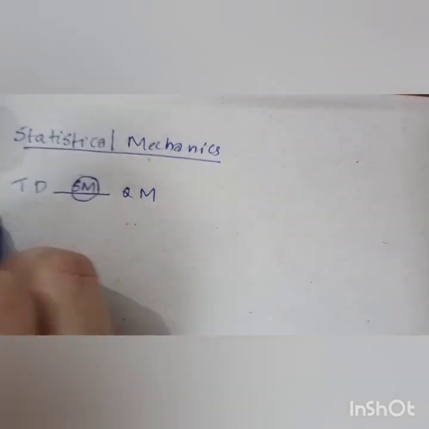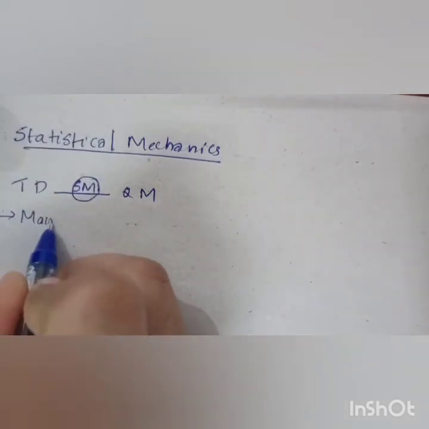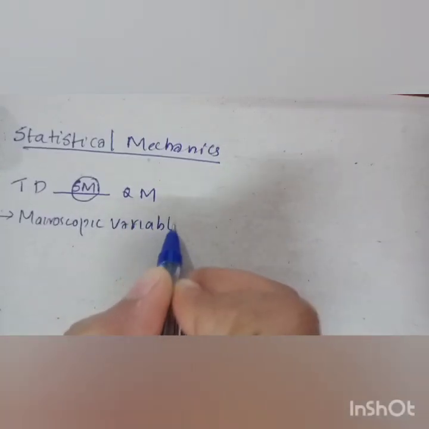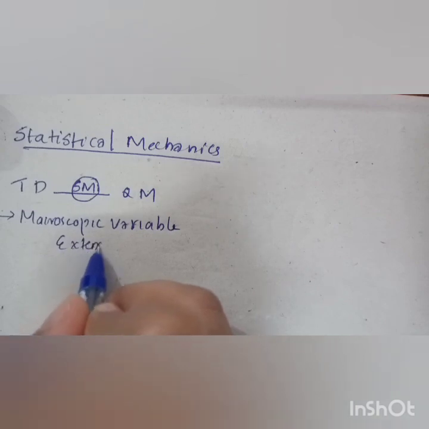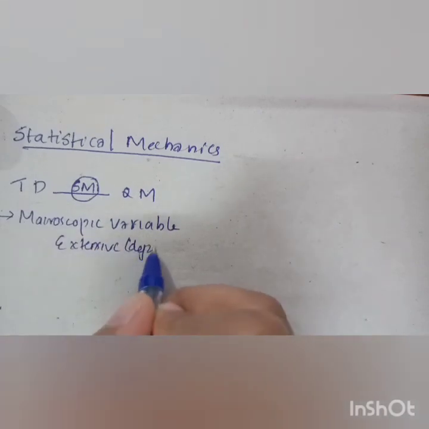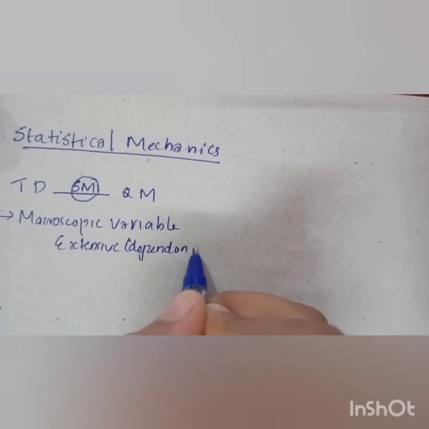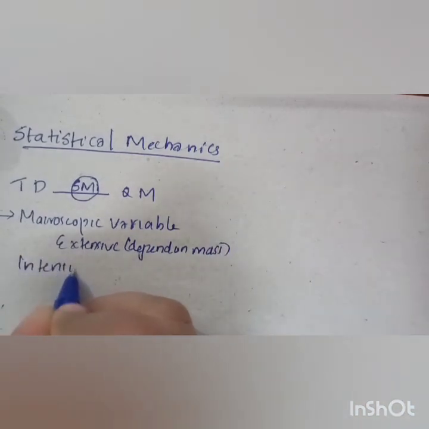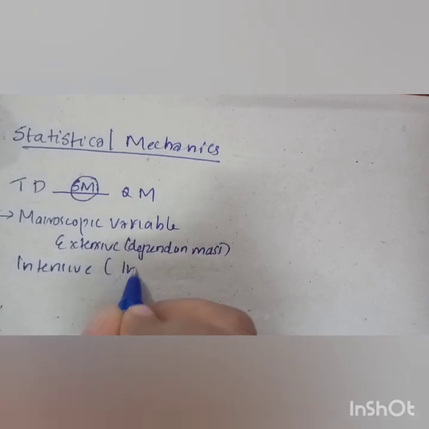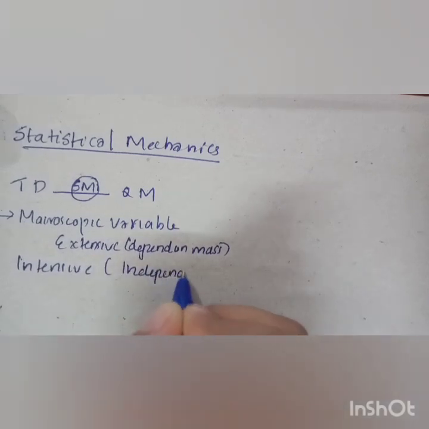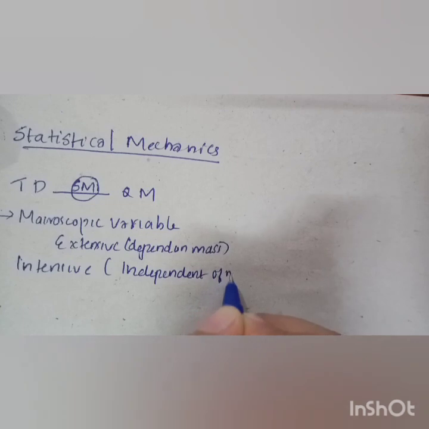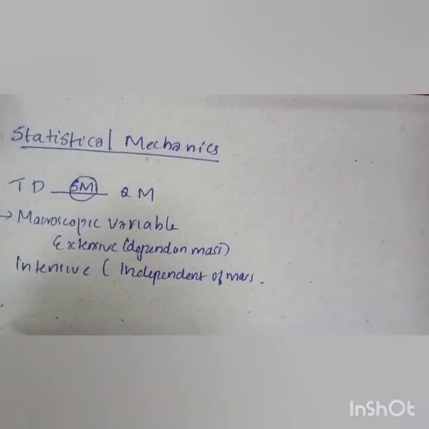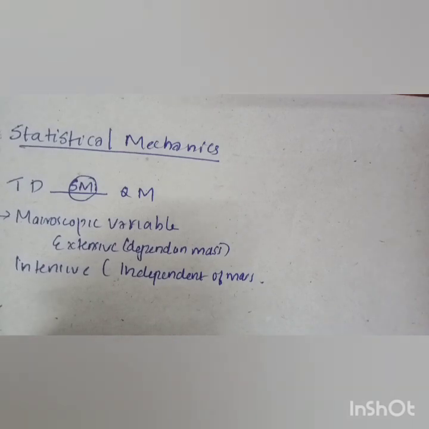So first of all, you have to know about the macroscopic variables. What do you mean by extensive? Extensive depends on mass. Intensive is independent of mass. And here we are discussing position and momentum, that is macroscopic variables.